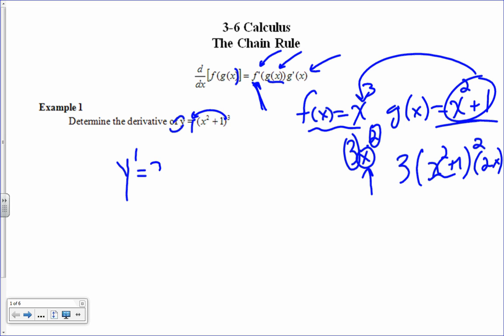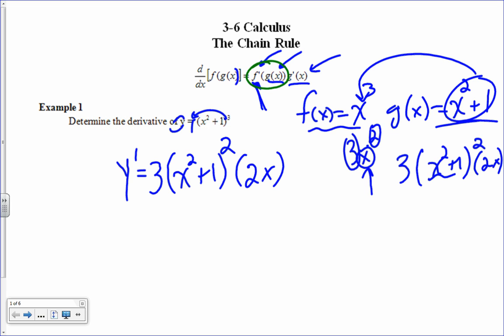So 3. Write down the inside, so there's your g of x. Take it down a power. So that's really this portion. It's not f prime of x, it's f prime of g of x, because you're sticking g of x in there. So that's what we've done so far. Now times the derivative of whatever that inside part was, which happens to be x squared plus 1, so the derivative is 2x.